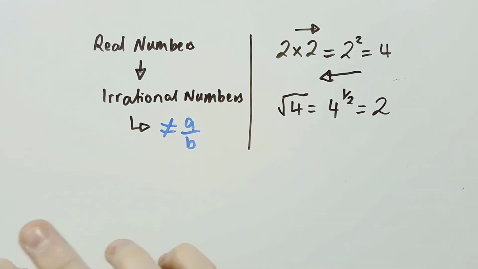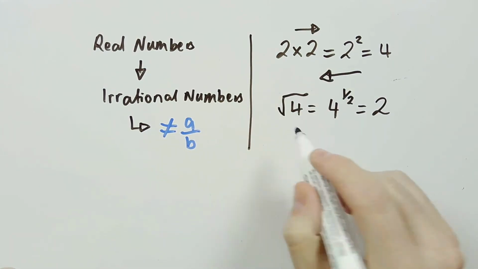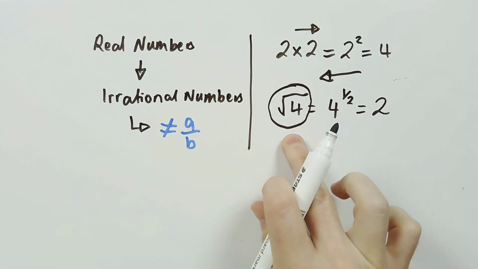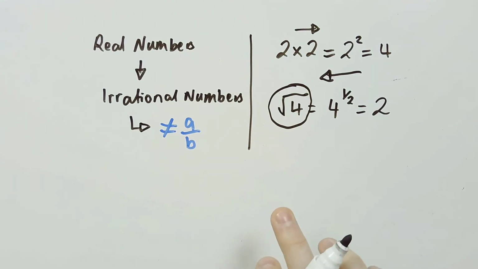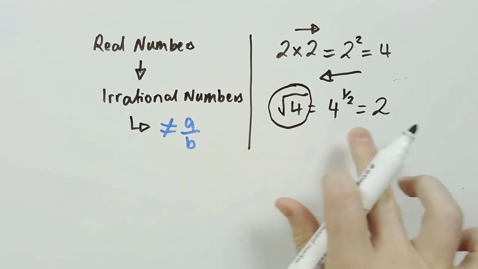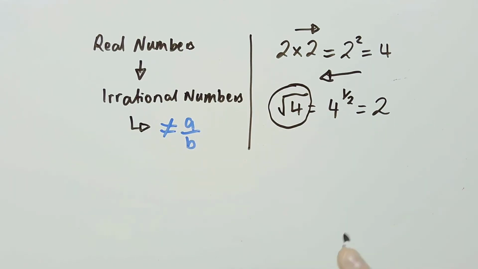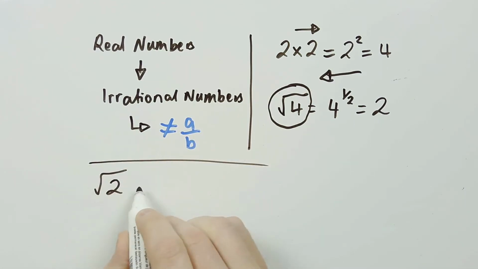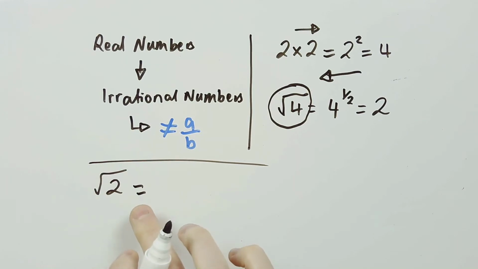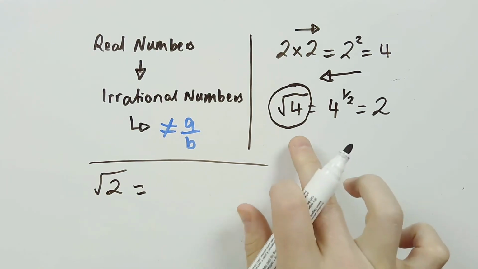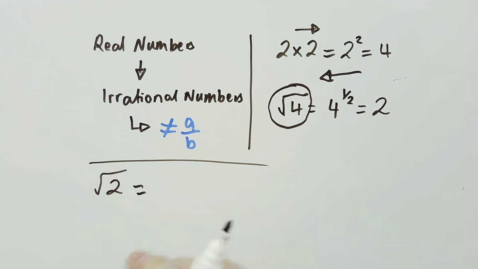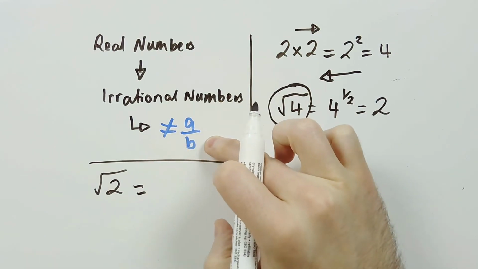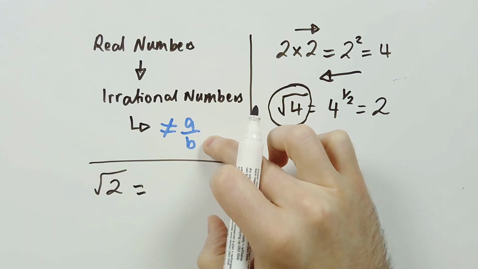So a surd is any number represented by a square root symbol, but we can't always simplify it down to an integer. For example, let's say we have the number root 2. This number cannot be represented by integers or even by a rational number. In fact, the solution here is an irrational number.